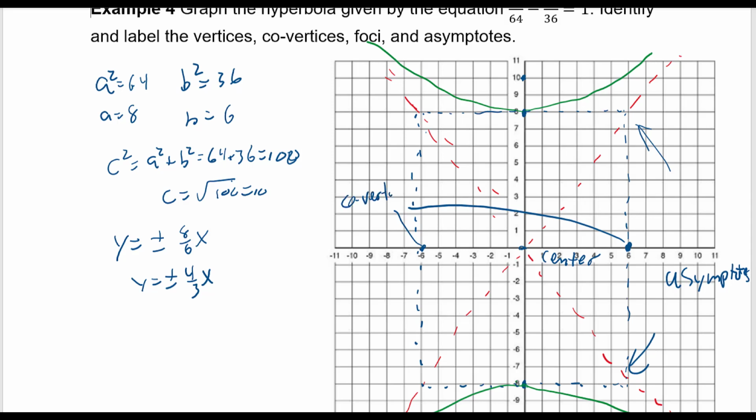Covertices. And this is at 6, 0, and this is at -6, 0. And then you have our vertices here and here. And this is at 0, 8. This is at 0, -8.